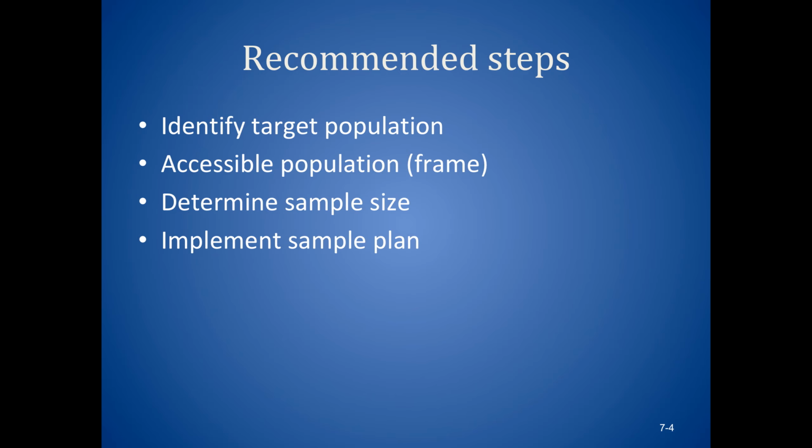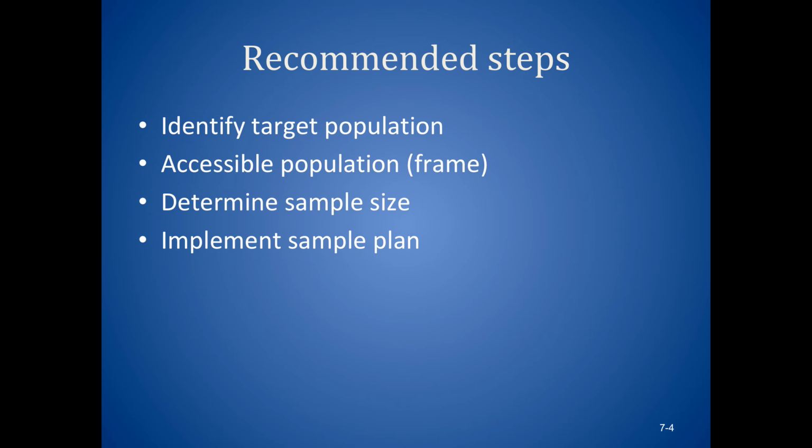So number one step would be to identify the target population. So the population is the entire group. Then what is the accessible population, that frame? Then determine a sample size, and then implement the sample plan. So how the sampling, how you get these volunteers, these research participants.